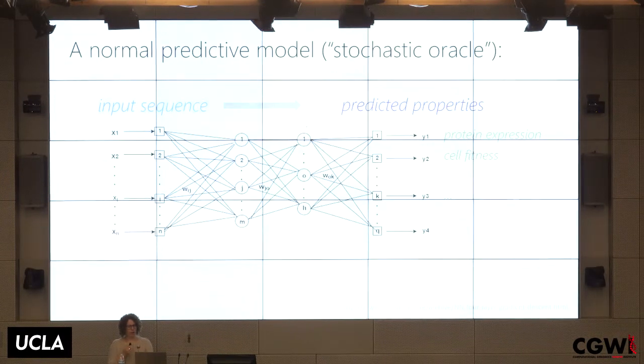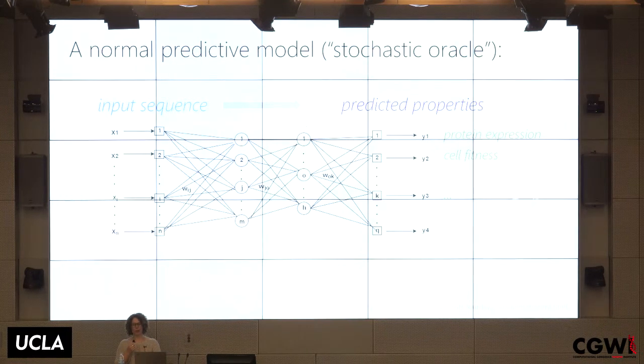Okay, so how are we going to think about this? Although I said we want a black box, I've drawn a neural network here, which is not a black box, but just because it makes it easier to talk about. A normal predictive model, and this is what we're going to call our stochastic oracle, is that you give it a bunch of inputs and a bunch of outputs, as for example in the CRISPR work that I told you about, and then you change all these knob settings, these W's, such that it predicts the things you care about well.